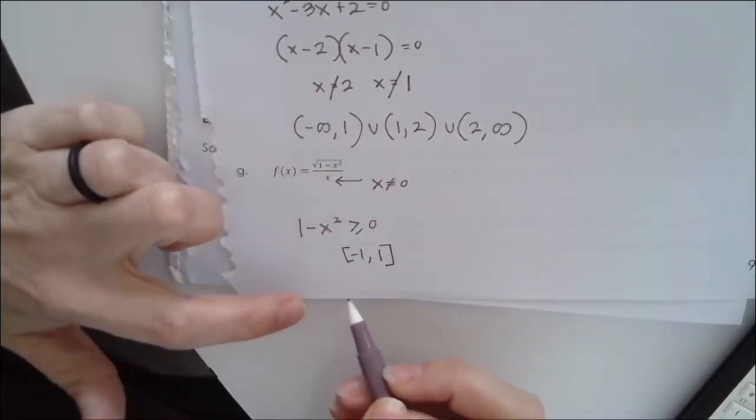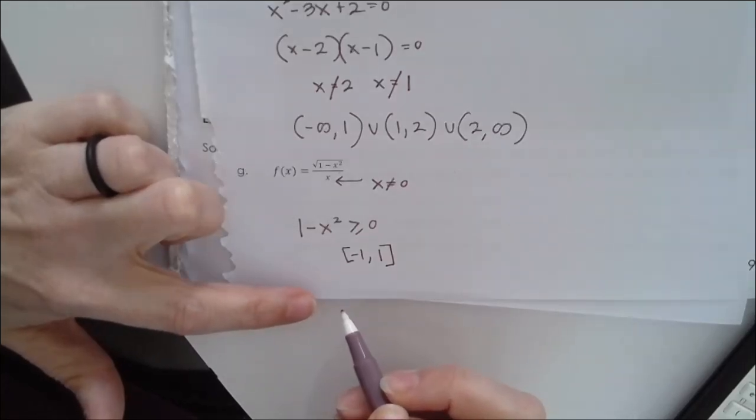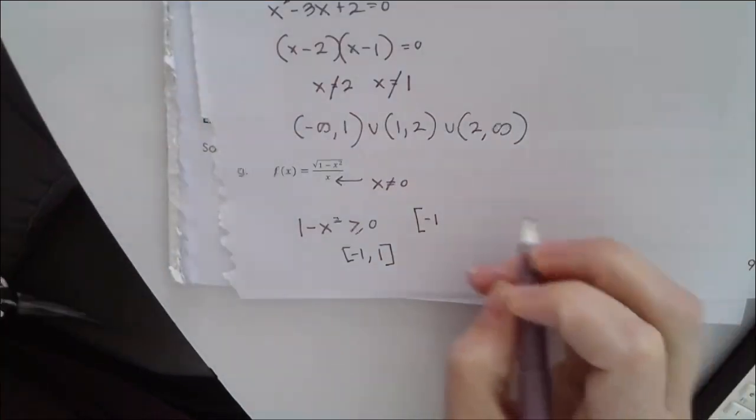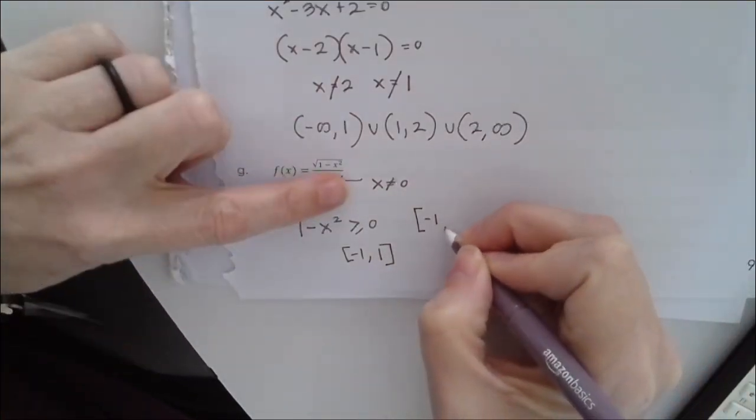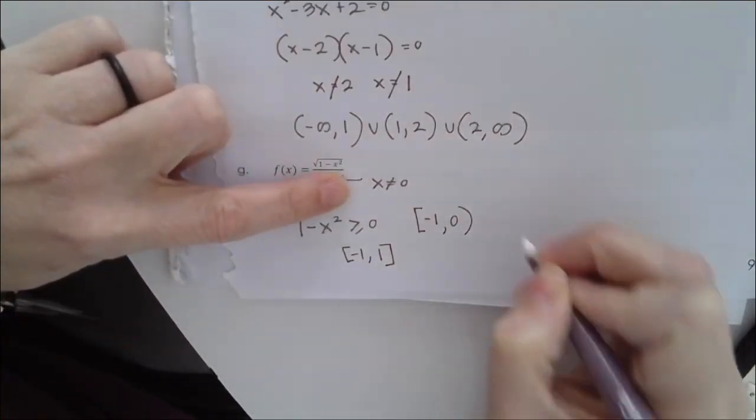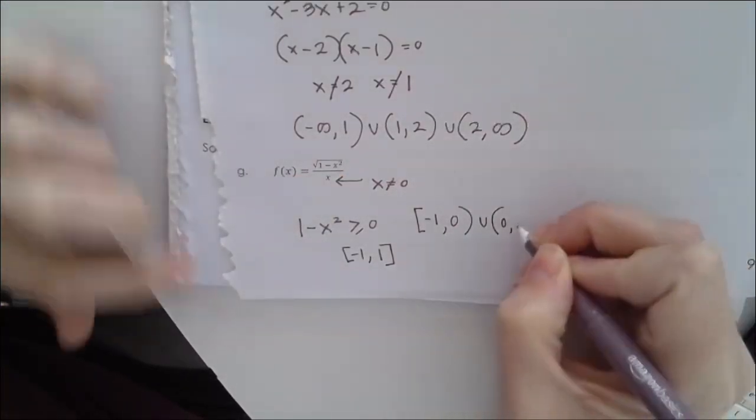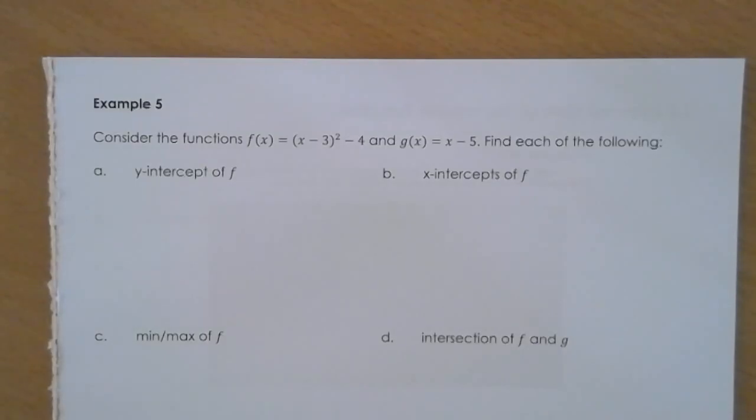So then you would want to put that together and say, I can go from -1 all the way to 0, but I can't include it, and then union, pick back up on the other side of 0 to 1. Okay, next up we have two functions that are given to us.